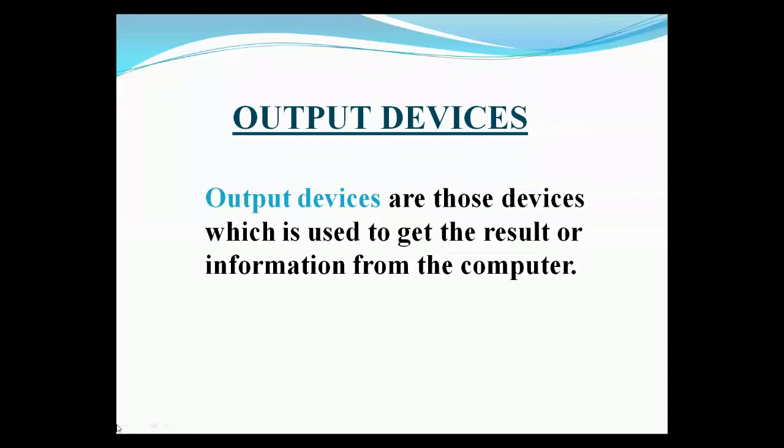You first put in input, and the computer reads it in computer language and gives some conclusion or result of that data. So the devices that give some result or information from the computer are called output devices. Good. What are output devices? Output devices are those devices which are used to get the result or information from the computer.